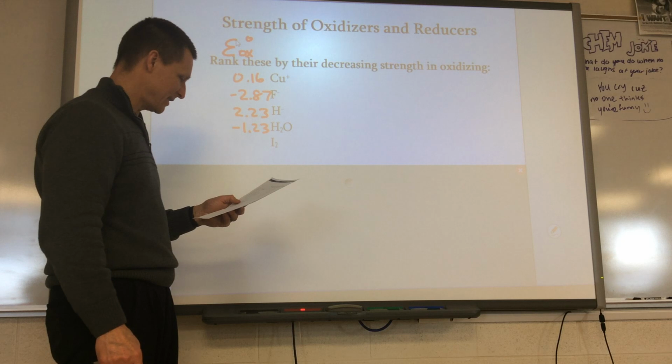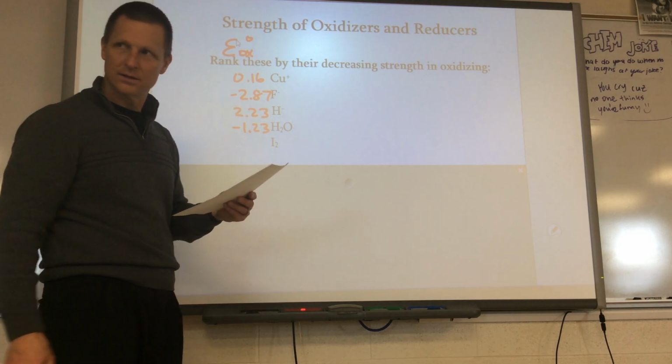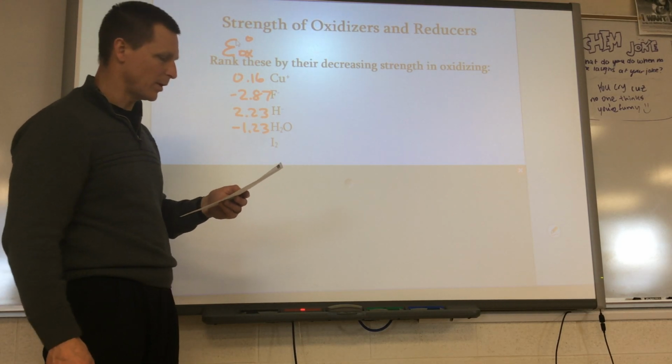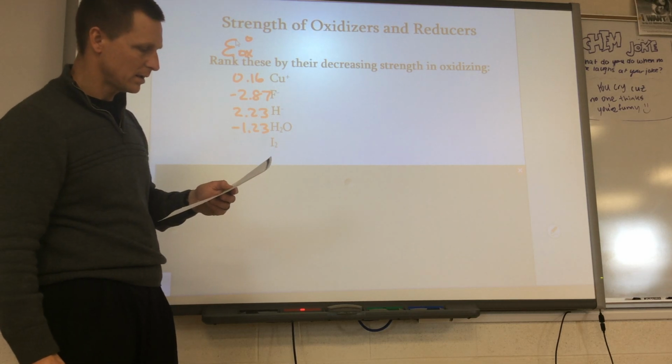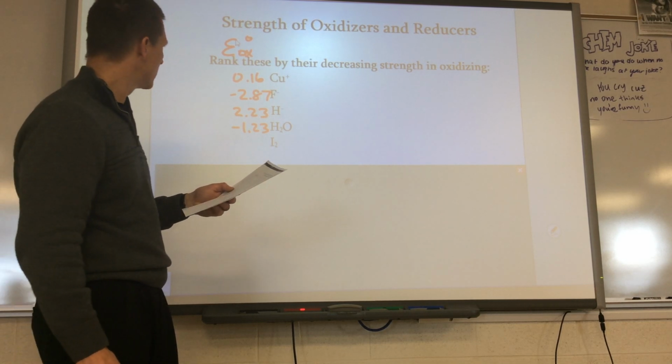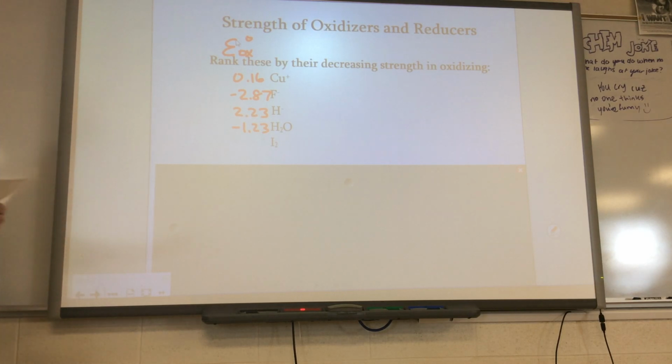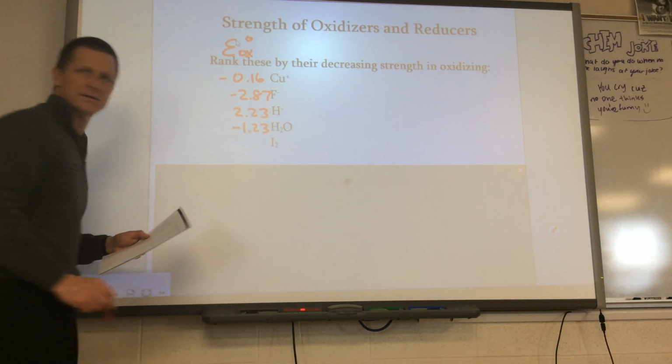So the iodine is 1.2. Why isn't it negative 0.16? The first one, 0.16. It's negative though, right? Because don't you have to flip? Negative. I didn't put the negative on it. Yes. Thanks.